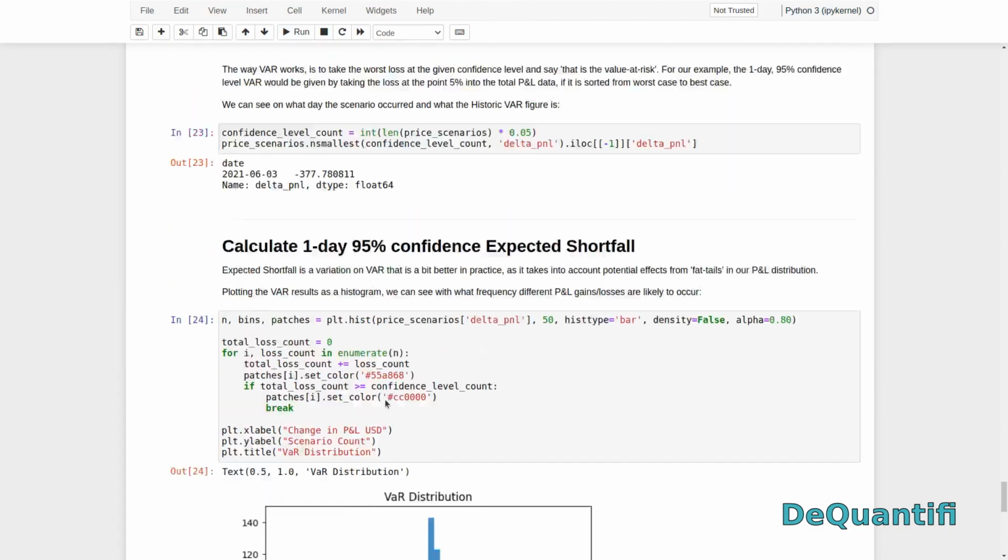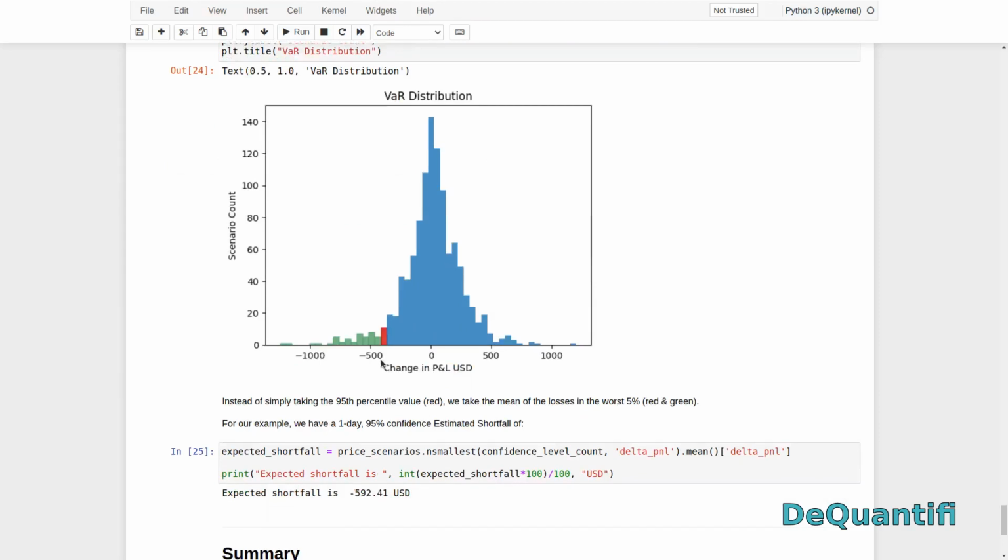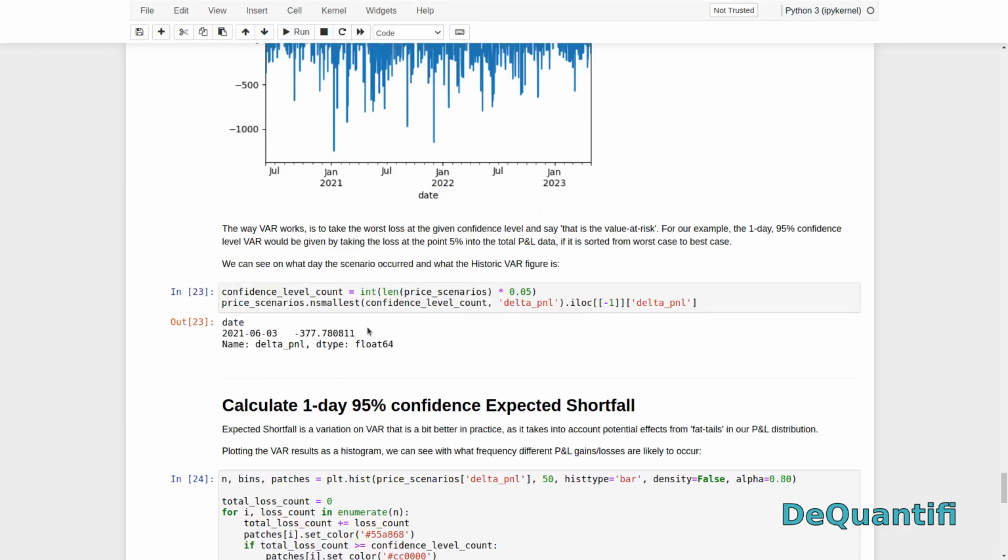Now, we also calculate expected shortfall, and the way expected shortfall is calculated is by taking the average of not just the red box, but also all the green boxes. And this helps to take into account any fat tails or outliers in the distribution. So we end up with an expected shortfall of about $600, and we had a VaR figure of about $380.